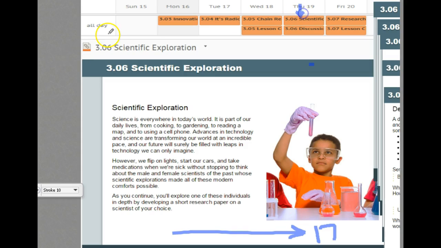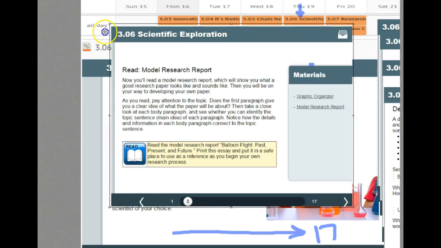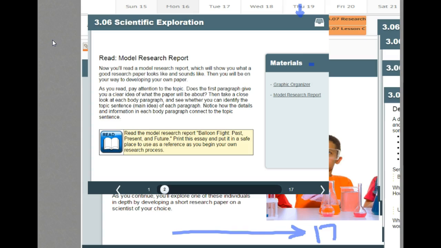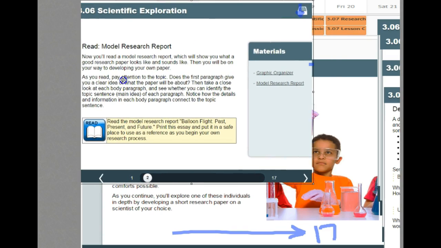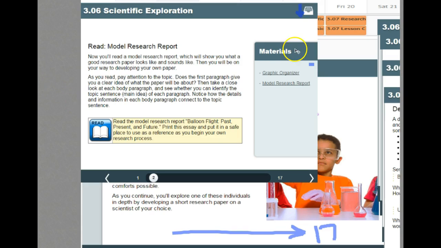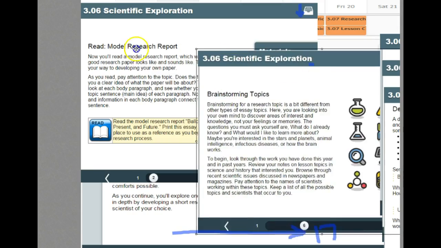Thursday has a lesson and a lesson discussion. So you open up, you read the intro, then you go and you fill out a graphic organizer as you read a model research report called Balloon Flight, Past, Present, and Future. Make sure you do not skip this reading of the sample model research paper because it's going to be referred to many times in this unit.